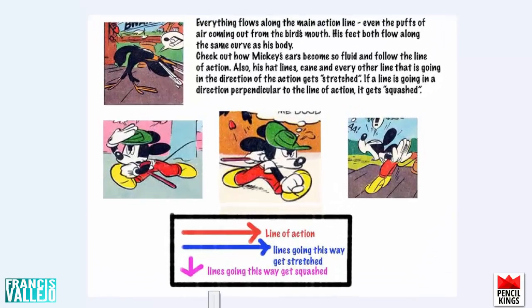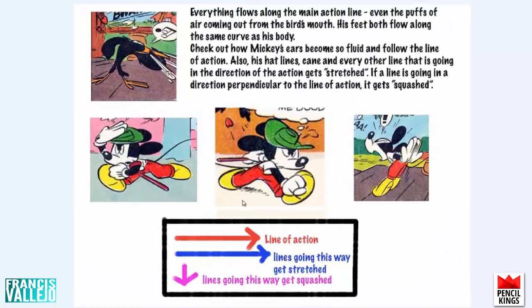So this is a nice example from a vintage Mickey Mouse comic. Check this out. Everything flows along the main action line, even the puff of air coming out from the bird's mouth. His feet both flow along the same curve of the body, the same similar thought towards Mickey. So literally, we can push this to every element.